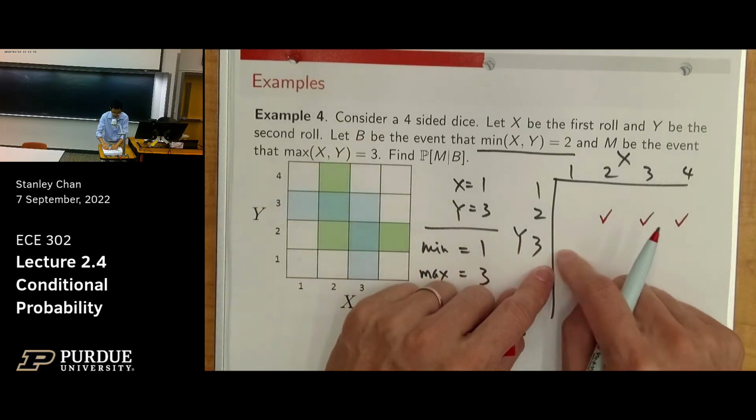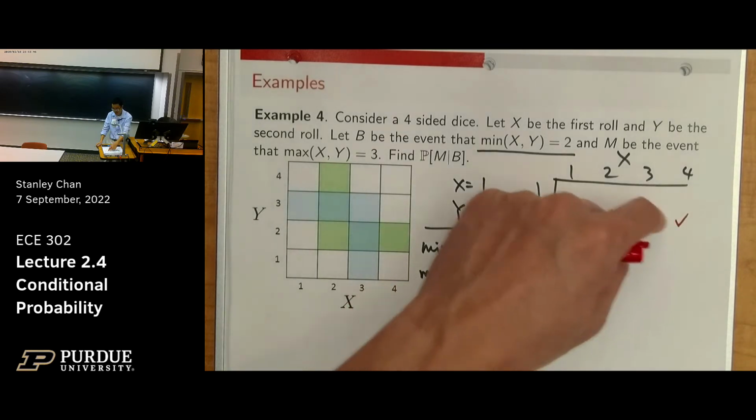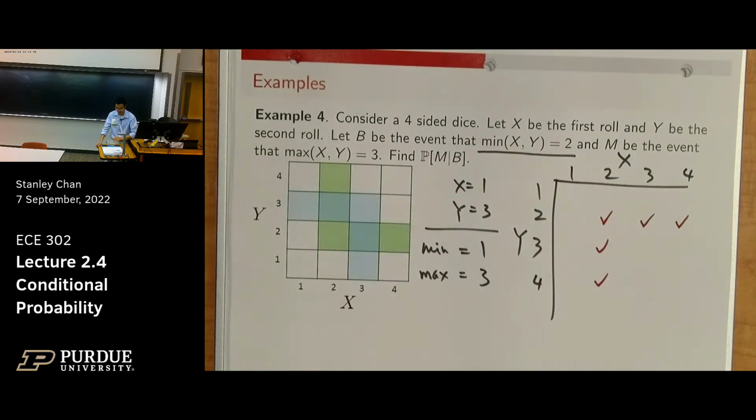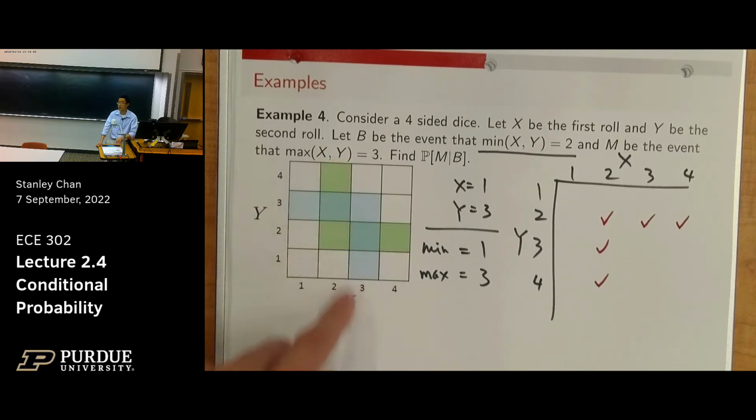Okay, how about this case? This is null, this is okay, and this is okay. So you're going to get this. Now, if I flip around the color, then you will be able to get the green boxes. So this is the event B.